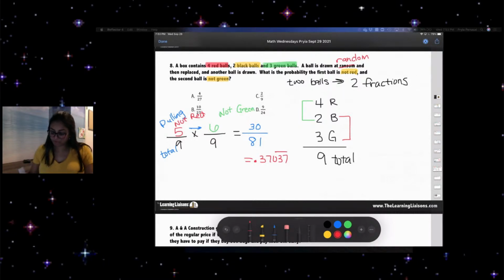Okay. One of my fractions in the answers is going to give me the same decimal. So let's start with A, 4 divided by 27. Well, that gave me 0.148. That's not what we're looking for. 2 divided by 9, 0.22222. It's not what we're looking for.